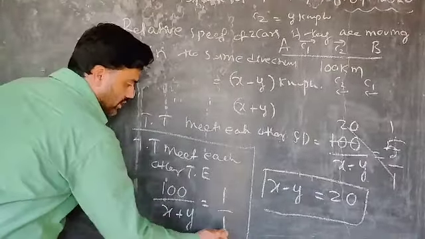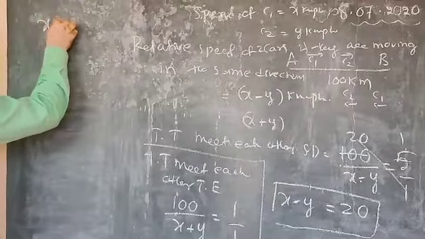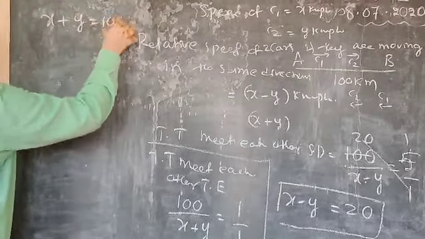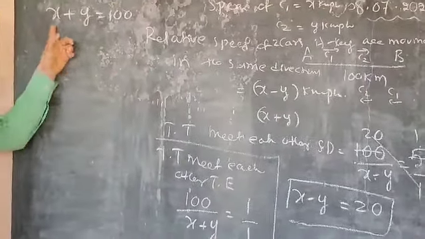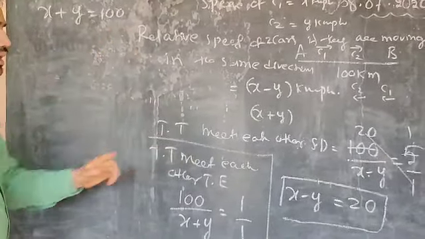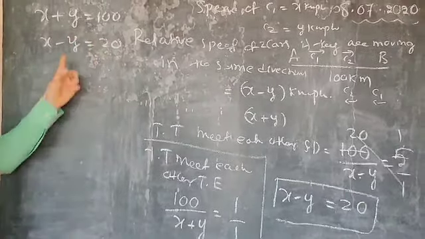So now, nothing gets cancelled. Cross multiply, then you will get x plus y is equal to 100. x plus y into 1 is x plus y, 100 into 1 is 100. x plus y is equal to 100. See here, x minus y is equal to what now? 20. That is the first equation.